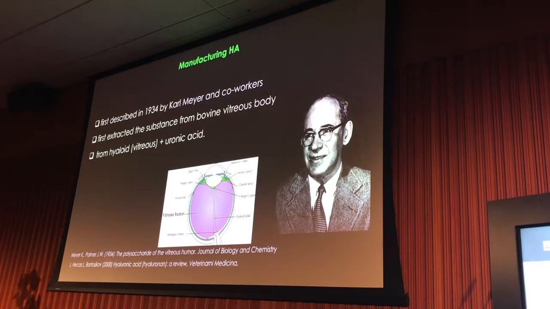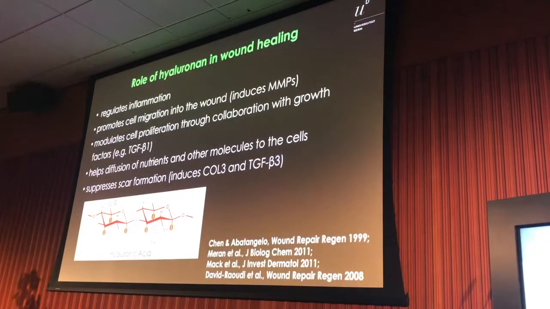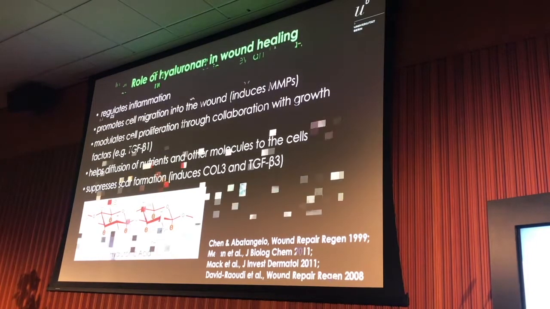And you see it was isolated from the corpus vitreous, and thereafter they isolated it also from other parts of the body. The molecule has already been described by Rick, and it accumulates in the extracellular matrix, and if you have a wound, these molecules accumulate during the scarring process. And it has an important effect on regulating inflammation, and it promotes cell migration into the wound. And biologically, this knowledge triggered us to perform some studies because we had in mind the possible clinical applications.